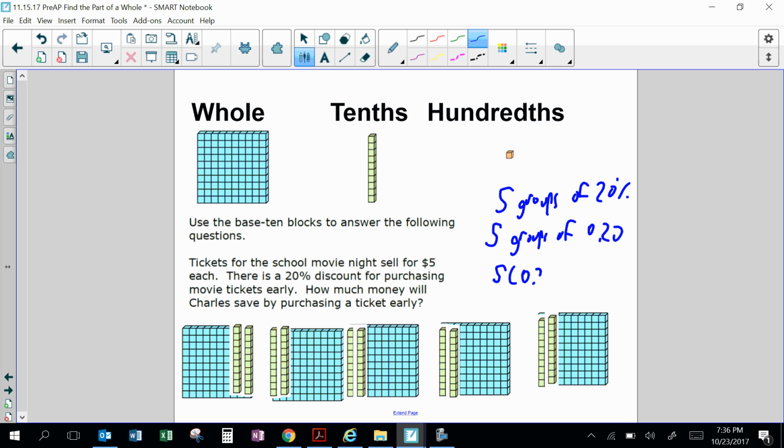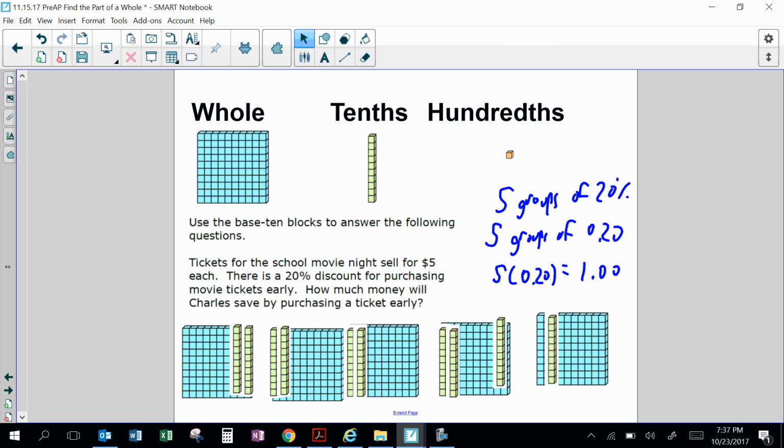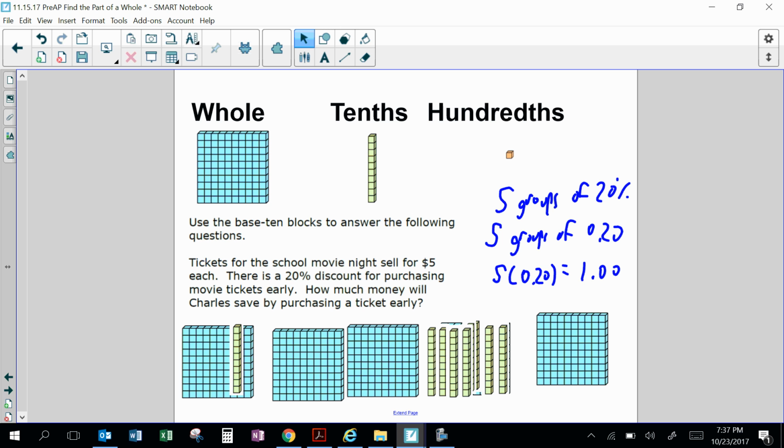5 groups of 20 hundredths is 1 whole. Is it really going to equal 1 whole? Let's see. 4, 3. Yep. It all fits in here. And that is it. So how much money will Charles save by purchasing a ticket early? $1, or 1 whole dollar.